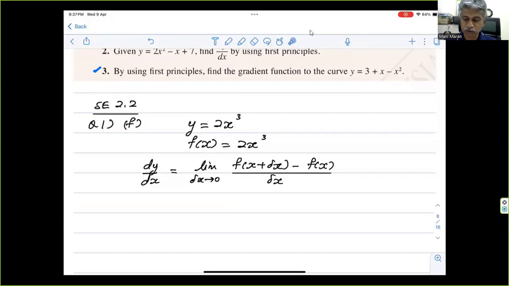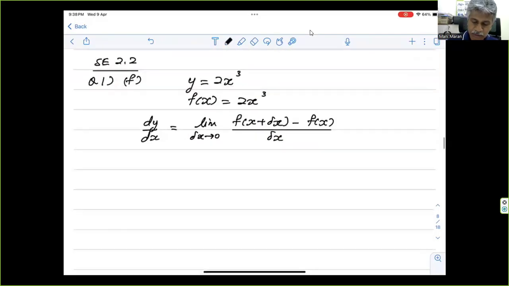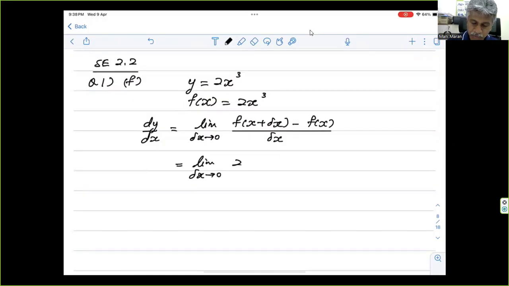Okay, so now what we're going to do in the next line, we're going to find a function for x plus delta x. The function for x will be 2x cubed. So it means that in place of x, we're going to replace everything inside there. Okay, so this will be equal to the limit as delta x approaches 0. So when you substitute inside there, you'll get 2 times (x plus delta x) cubed, minus f of x, which is 2x cubed, and then divide by delta x.